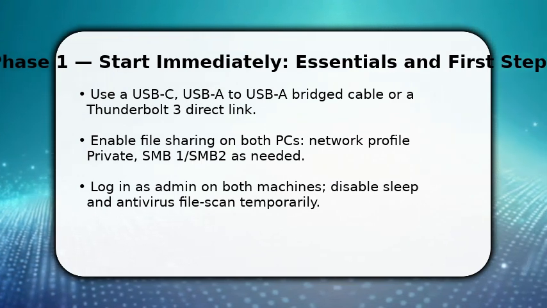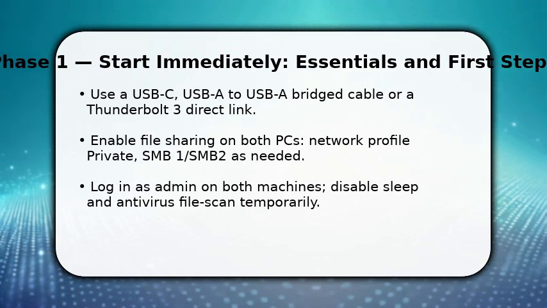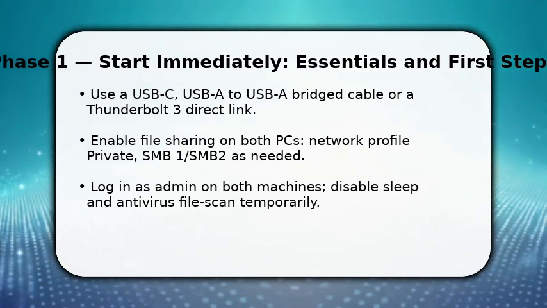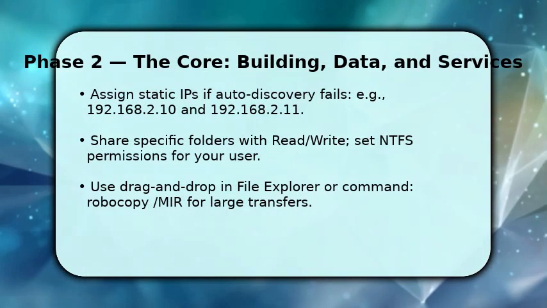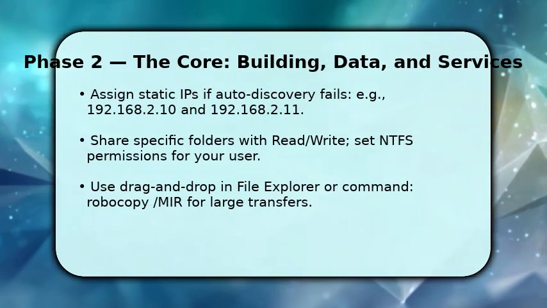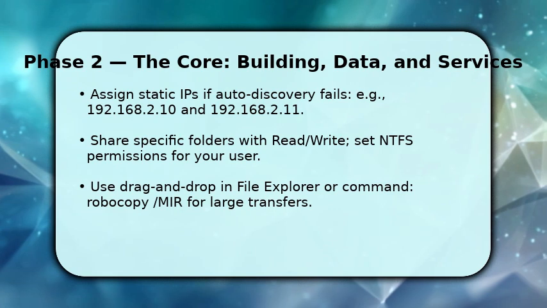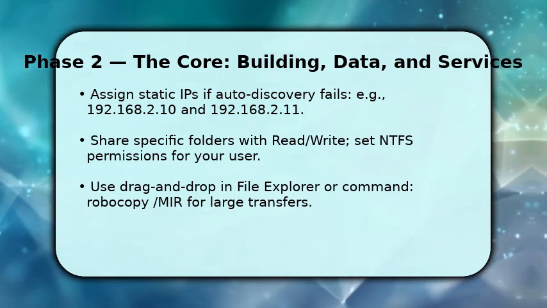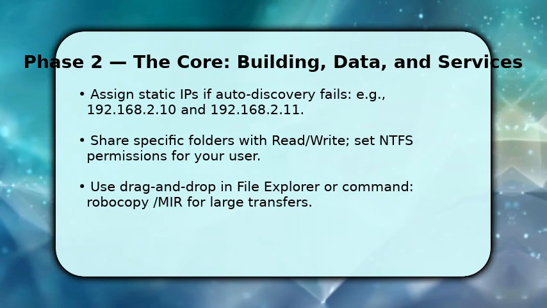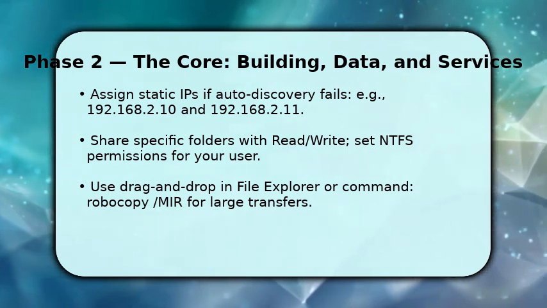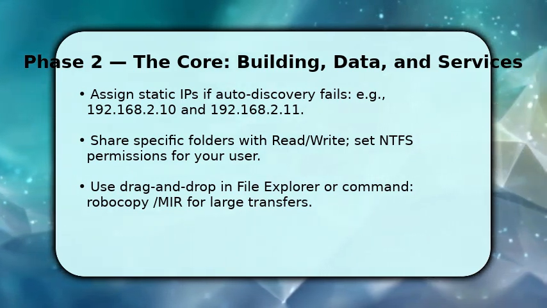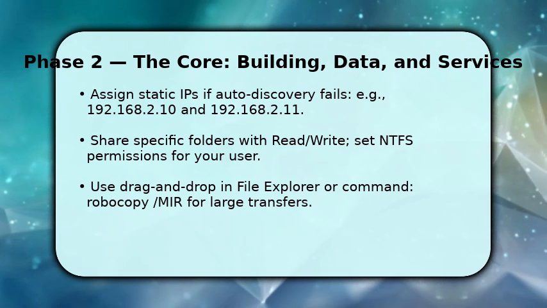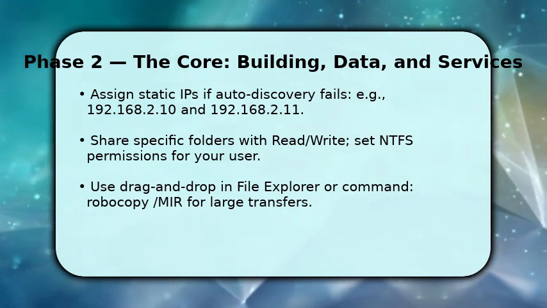Next, open Network Settings and confirm both PCs display in the network browser before proceeding. Once discovery is working, map the remote folder as a network drive so you get a stable path. You can right-click /computer/share and choose Map Network Drive. If detection fails, give each PC a static IP on the same subnet and access via /192.168.2.10.